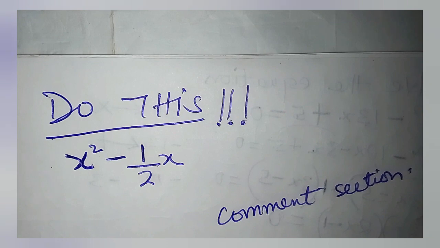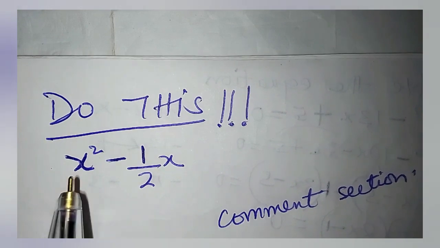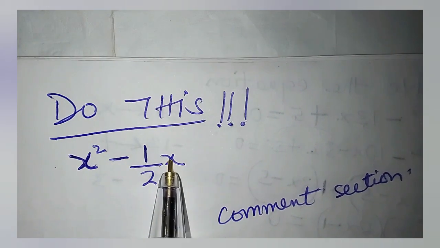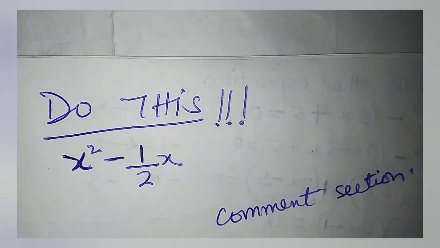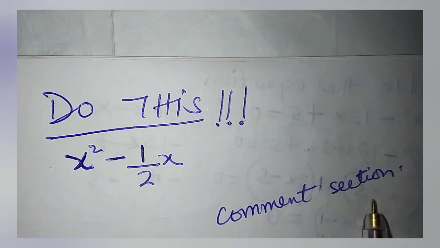So, I want you to do this. What must be added to x squared minus half x to give us a perfect square? So solve it and drop your answer in the comment section below.